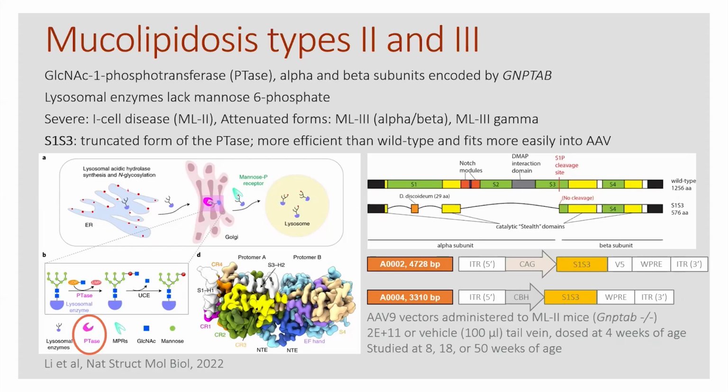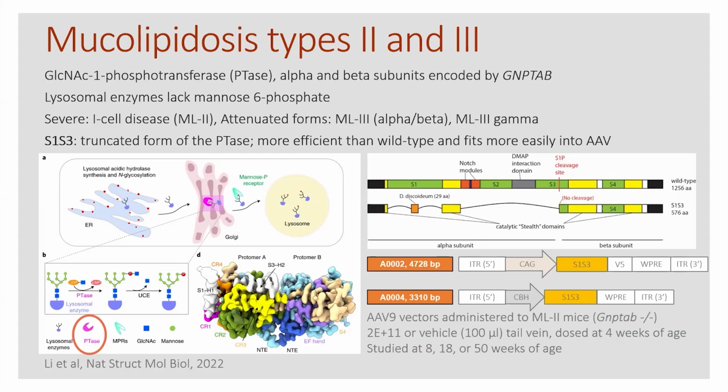The S1, S3 form of the PTase is a truncated form, so it does not occur in nature, but it has elements of the native N-acetylglucosamine-1-phosphotransferase. It's smaller, it fits more readily and easily into the AAV plasmid, and is more efficient at phosphorylating lysosomal proteins. It also doesn't rely on the gamma subunit to phosphorylate lysosomal proteins. So this was put into AAV.